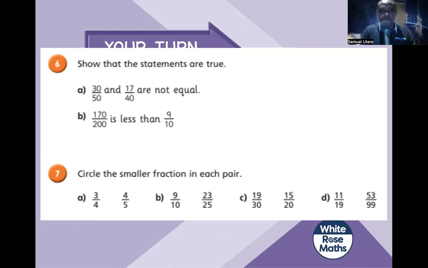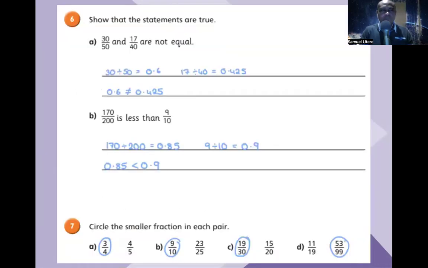Here you were asked, show that the statements are true. 30 over 50 and 17 over 40 are not equal. Well, you could have used a calculator to do that quickly to see that, yeah, they are not equal. And then this is less than that. So you could have used a calculator to express that and then compare the place value of the digits to see that that is actually greater than that. So that statement is correct.